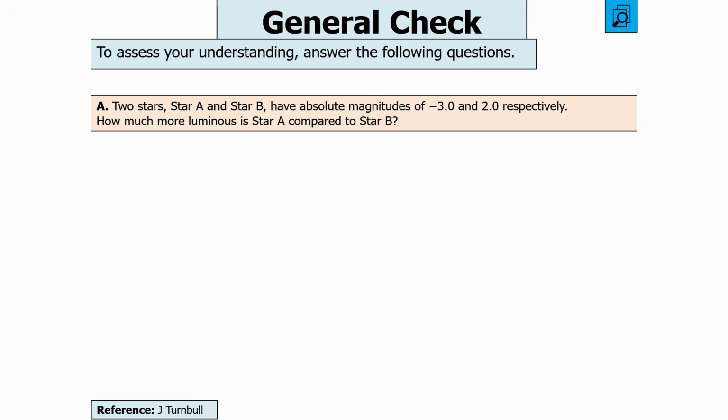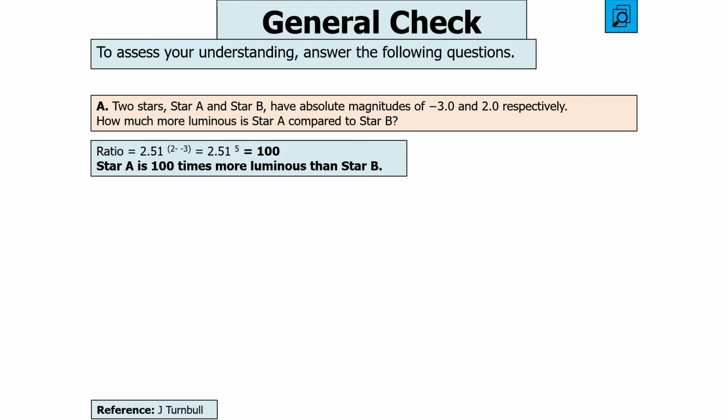Two stars, star A and star B, have absolute magnitudes of minus 3 and 2 respectively. How much more luminous is star A compared to star B? So we do 2.51 to the power of the difference in the magnitude value. So 2.51 to the power of 5, which is 100. So star A is 100 times more luminous than star B.